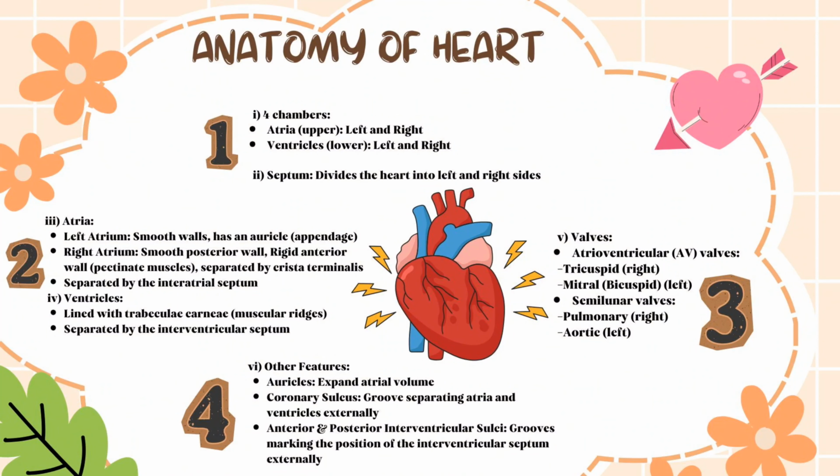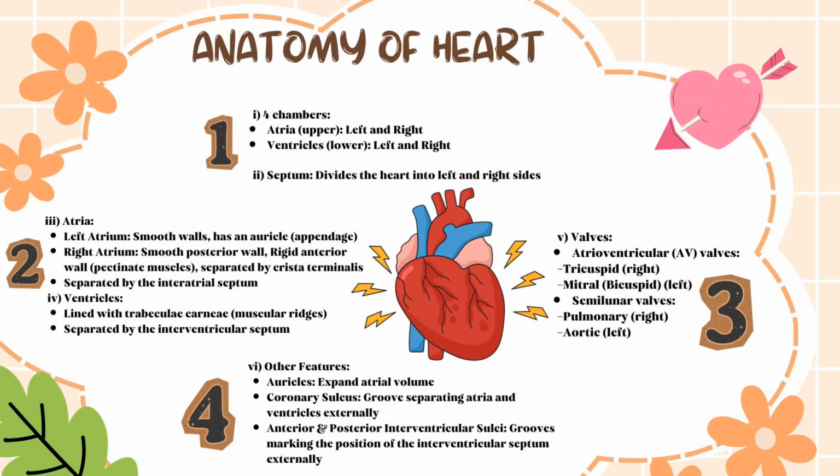Now, let's look into atria. Left atria have smooth wall and has an auricle, while for the right atria, it has smooth posterior wall and rigid anterior wall. This posterior and anterior wall is separated by crista terminalis, and this left atria and right atria is actually separated by the interatrial septum.